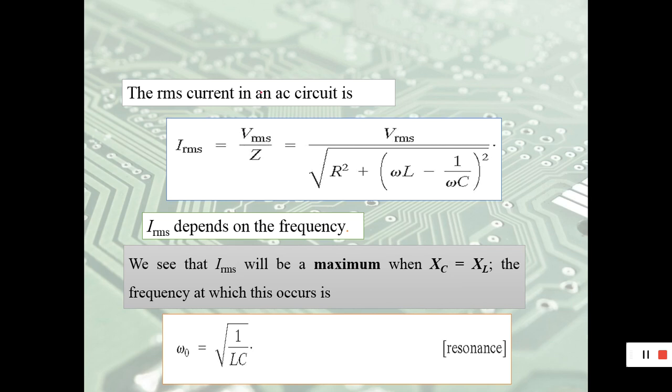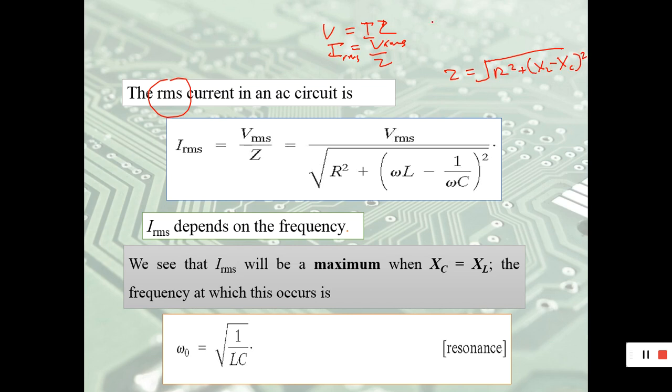And then the RMS current in an AC circuit. We know that V equals IZ, so I equals V over Z. If you want to find the RMS, this one will be RMS, and Z is the hypotenuse, so Z equals the square root of R squared plus (ωL minus XC) squared.